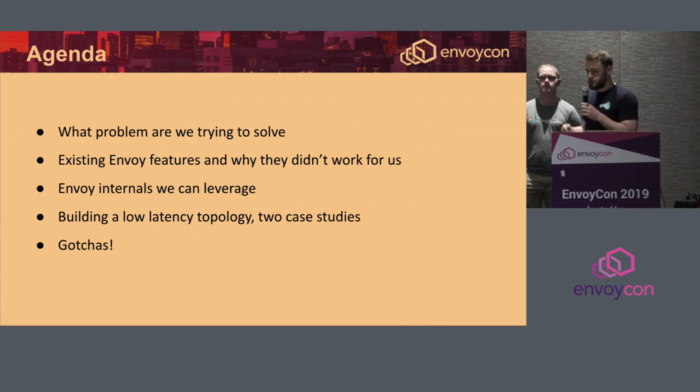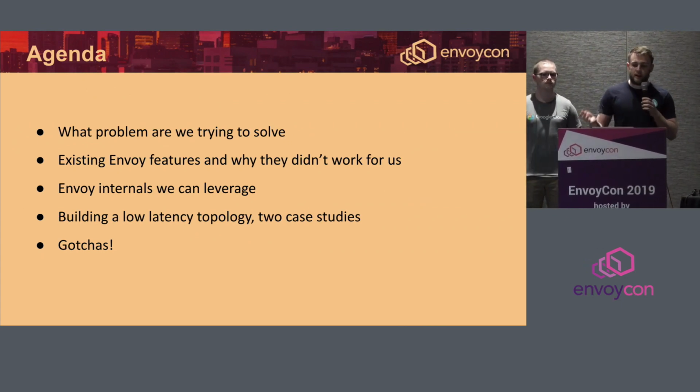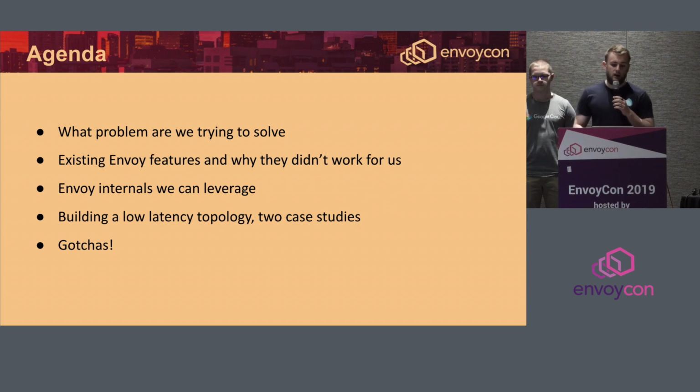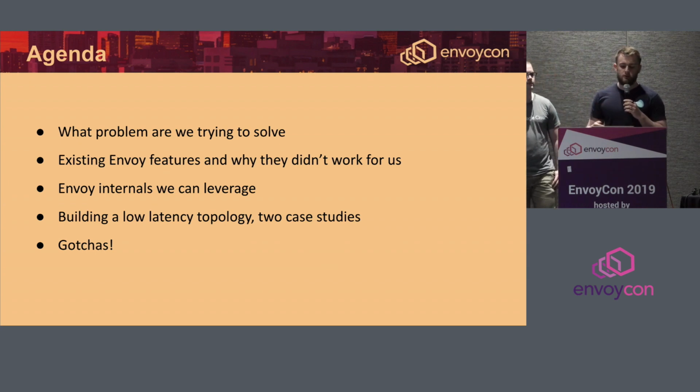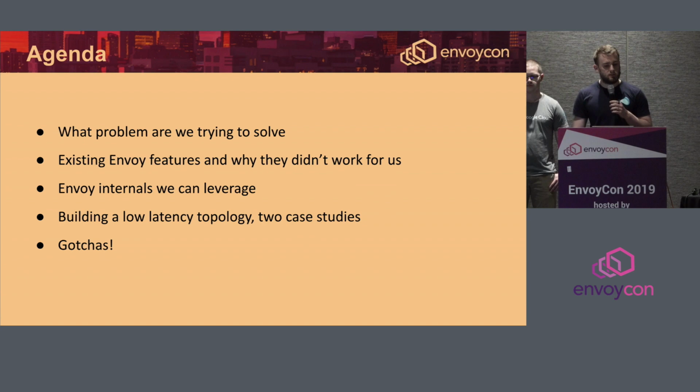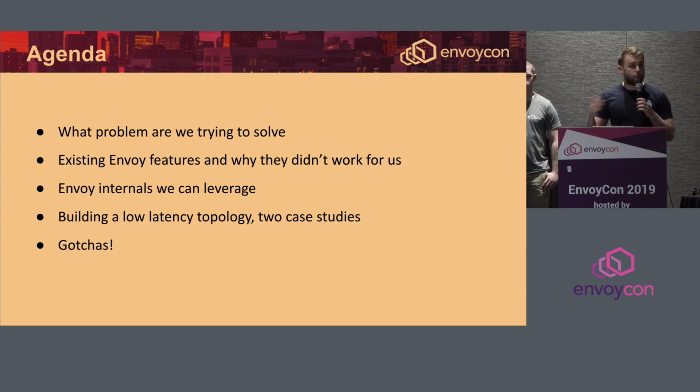Okay, so let's go over the agenda quickly. We'll start by laying out the acceptance criteria and cover some of the built-in Envoy features for locality load balancing, and then discuss why they didn't really meet any of our requirements. Then we'll deep dive into some Envoy internals and how we use them to build low latency topologies. And then we'll use two case studies from Istio and Square to show how you would go about implementing that. And then finally, we'll cover some of the gotchas that you might see in production and that you need to think about when designing and operating these types of features.